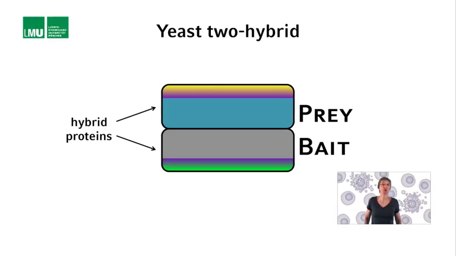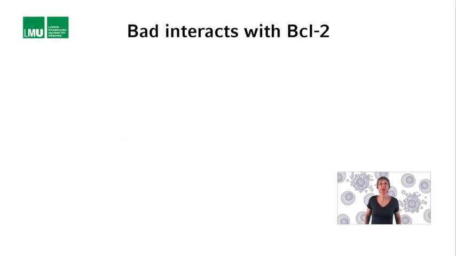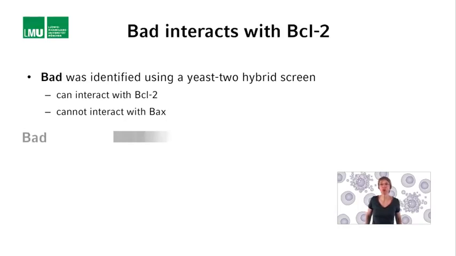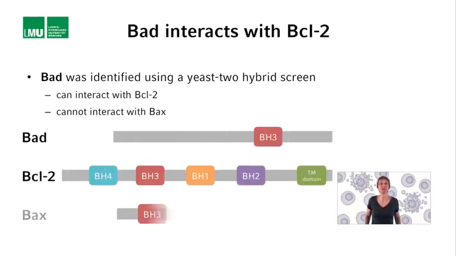Using this yeast-2 hybrid system and BCL2 as a bait, Korsmeier and colleagues reported in 1995 the identification of another BCL2 interactor, BAD. What BAD stands for, I actually couldn't find in the original paper. BAD can interact with BCL2, but not with Bax, the killer protein. What does BAD look like and what is its activity?